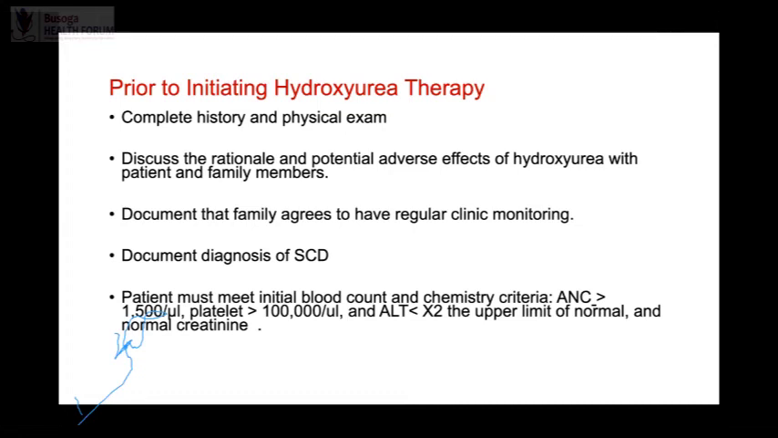And make sure that you have a documented diagnosis of sickle cell disease. We have seen in some of our studies that children who have been on hydroxyurea actually don't have sickle cell disease. They actually were carriers. So make sure you have sickle cell disease documented. Initially, your neutrophil count should be above 1,500. Platelet count should be above 10,000. The ALT should be less than twice the upper limit. And the creatinine should be within a normal range for you to start hydroxyurea.